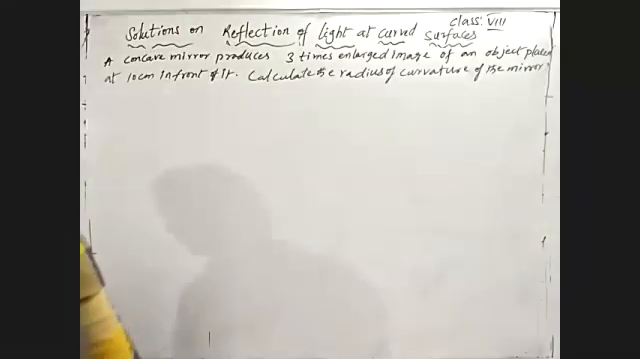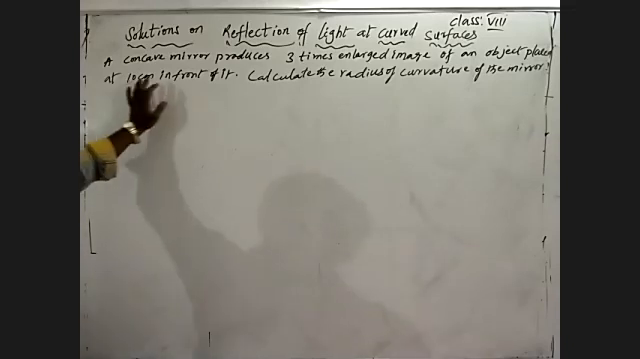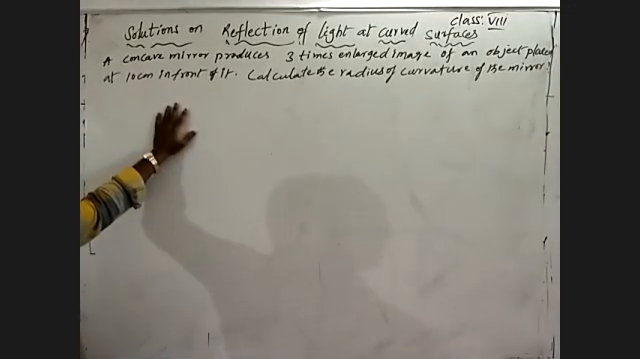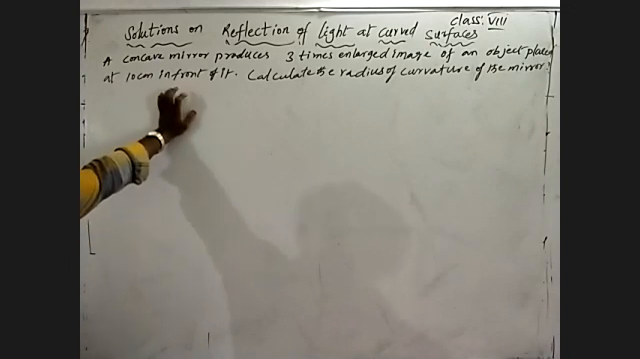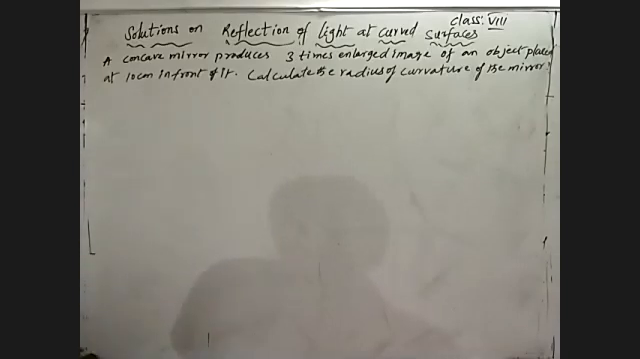See once, what is the question we are going to discuss? A concave mirror produces a 3 times enlarged image of an object, so that image is 3 times greater than the object, placed at 10 centimeter in front of it. The object distance they are giving is 10 centimeter. They are asking to calculate the radius of curvature.